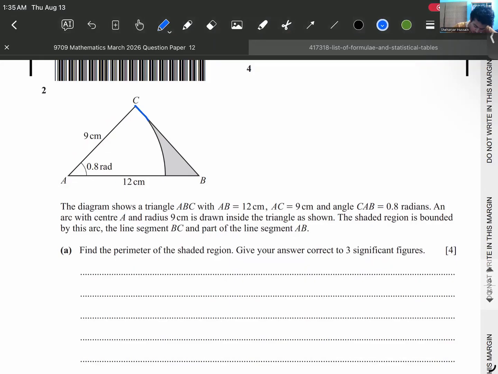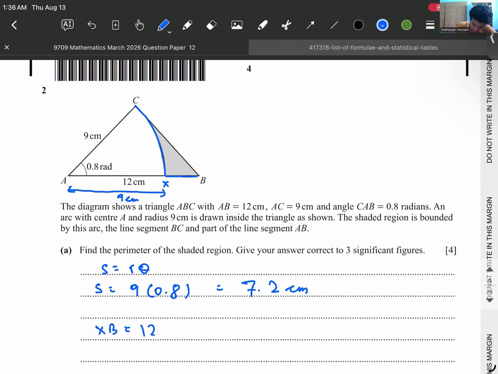So the perimeter of the shaded region includes the curved part, which we can find using s equals r theta. S is the length of the arc, r we know is 9, and theta is 0.8. So 9 into 8 is 72, and the decimal in between gives us 7.2 centimeters. Then we come to this part, let's call it XB. Since the radius is 9 centimeters, XB equals 12 minus 9, which equals 3 centimeters.